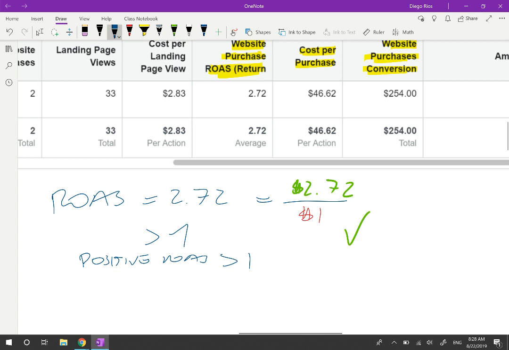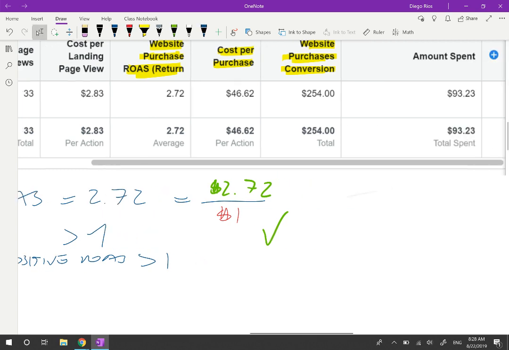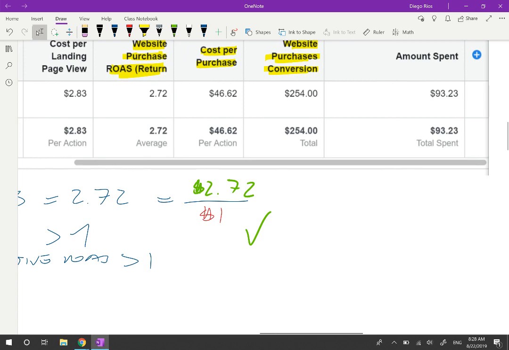And conversion purchases is basically the revenue that you're generating and how much you've spent so far on your campaigns, right? If you look at the numbers, if you divide 254 by 93.23, you're going to get your return on ad spend. So how much money am I making off of my campaigns? How much revenue did I generate off of my campaigns, right? So 254 divided by 93, you get the 2.72.